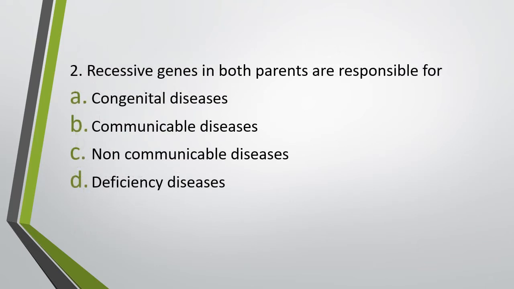Question number 2. Recessive genes in both parents are responsible for congenital diseases, communicable diseases, non-communicable diseases, or deficiency diseases. Recessive genes in both parents are responsible for. The correct answer is option A, congenital diseases. What are congenital diseases? Diseases that are there since birth.